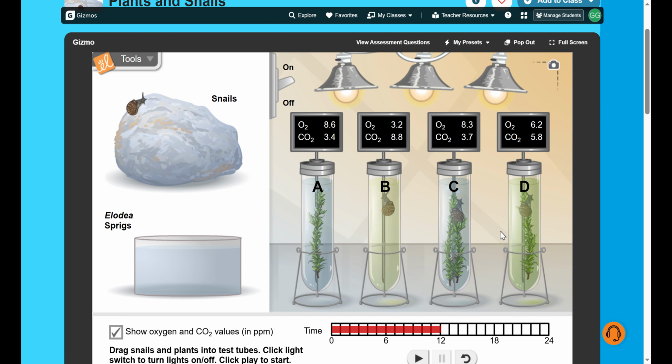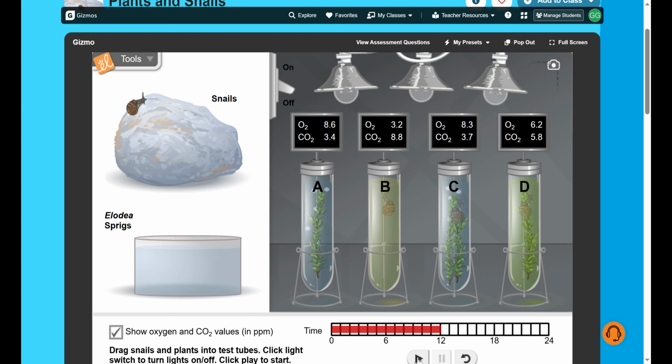In this far test tube here, test tube D, there is a balance of 1 elodea sprig and 1 snail. The color of the solution remains green, relatively neutral, and we can see there is quite a balance of carbon dioxide and oxygen. At this point, we can actually turn off the light and continue to experiment.